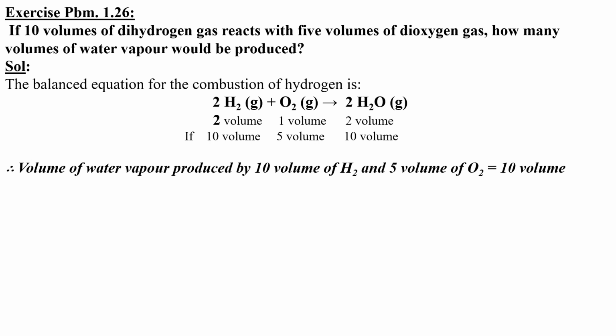So all these differ by 5 times, isn't it? So 10 volume and 2 volume, that's the difference of 5 times. Okay, similarly, if you take oxygen, as per the equation it is 1 volume, as per the question it is 5 volumes. So it differs by 5 times. Okay, so in a similar way, as per the equation, there are two volumes of water. So, following the general trend, the volume of water vapor obtained as the product should be 5 times as mentioned in the equation. So it will be equal to 10 volume. Clear? Therefore, volume of water vapor produced by 10 volume of hydrogen and 5 volume of oxygen will be equal to 10 volume.